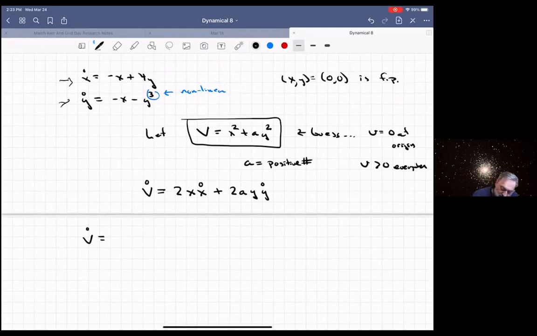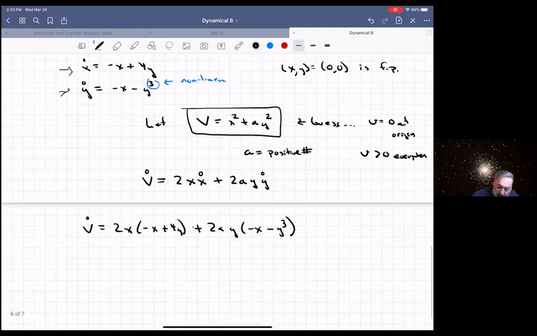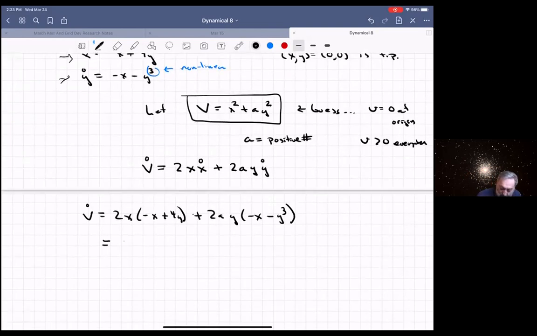So v dot is 2x times minus x plus 4y, and then I'm going to add 2ay times minus x minus y cubed. And so if I clean that up a little bit, I get minus 2x squared plus (8 minus 2a) times xy minus 2ay to the fourth, right? If I just multiply everything out.